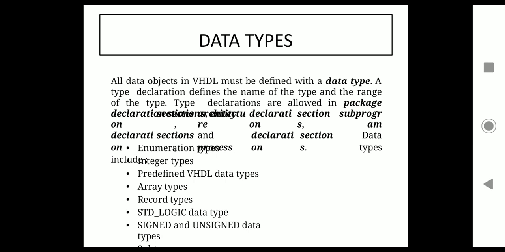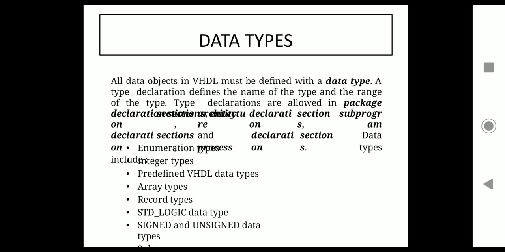All the data objects in VHDL must be defined with a data type. A type declaration defines the name of the type and the range of the type. Type declarations are allowed in a package declaration, entity declaration, different sections, subprograms, and some declaration sections, and in some processes.